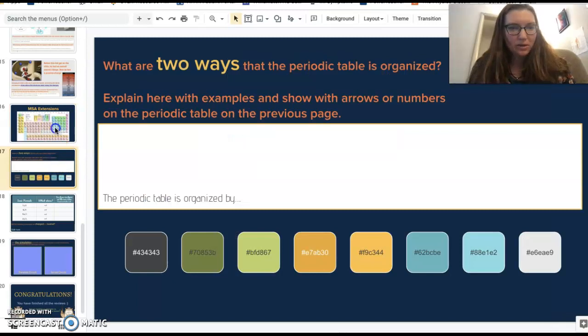Okay, so periodic table. First question is, what are two ways that the periodic table is organized? Explain here with examples and show with arrows or numbers on the periodic table on the previous page.